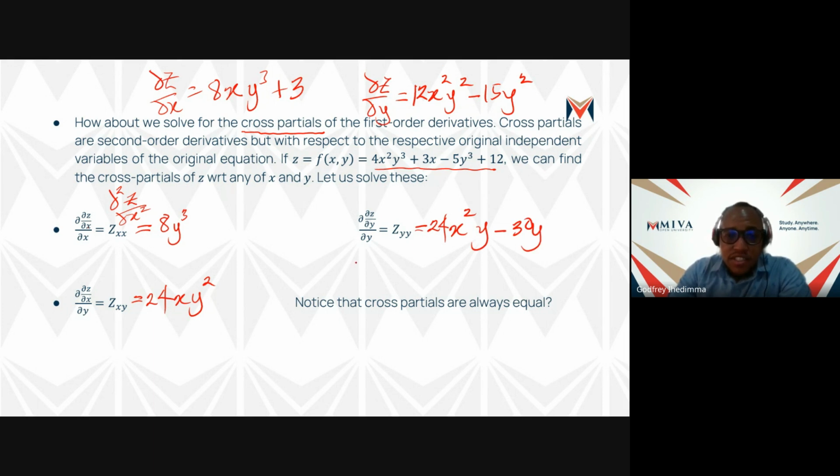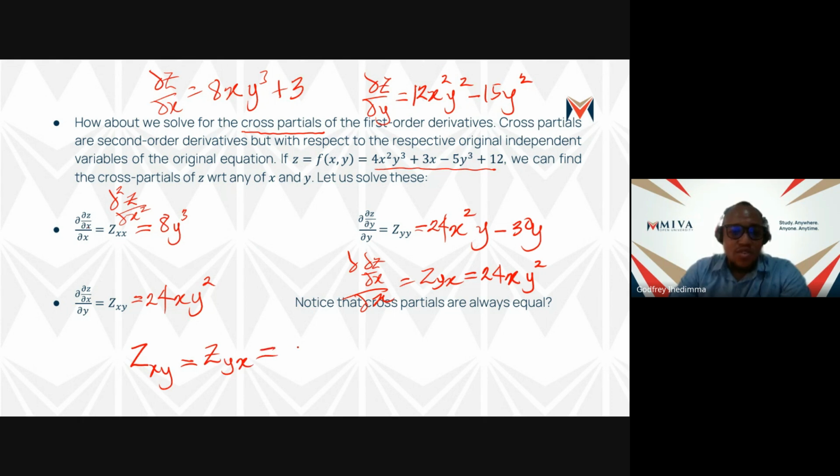Then we can also differentiate ∂z/∂y with respect to x. This gives us zyx, okay? And this is equal to, meaning we're going to differentiate this first order differential with respect to x. And that gives us 24xy squared. All of this turns to zero. And then I have a statement here. Can you notice that the cross partials are equal? What do you mean by the cross partials? Zxy is the same thing as zyx, and that equals 24xy squared. So look at it here. This is exactly this. They are cross partials.